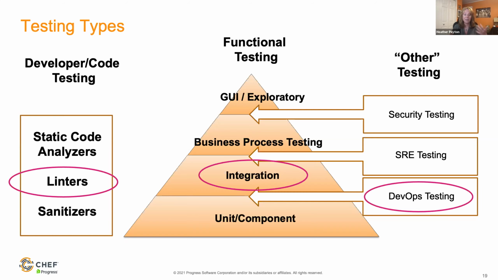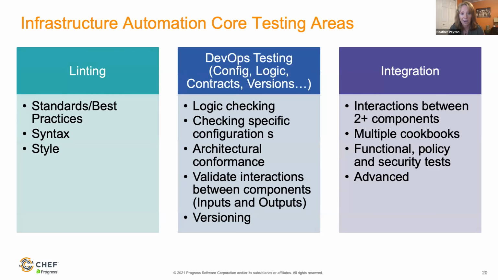So where we're going to be focused today, where we feel Chef plays most directly, is linters, integration, and DevOps testing. We've taken a shot at defining the types of tests we're running in each of those phases. Granted, there's a gray zone between these always, but with linting, we're looking at standards, best practices, syntax and style. DevOps testing: logic checking, checking specific configurations, architectural conformance, validating interactions, versioning, interaction between two components, multiple cookbooks for integration, functional and advanced.